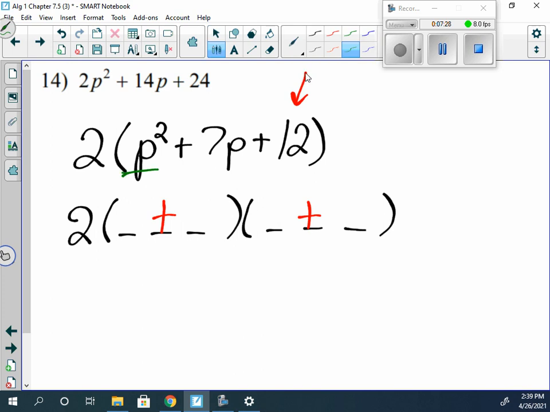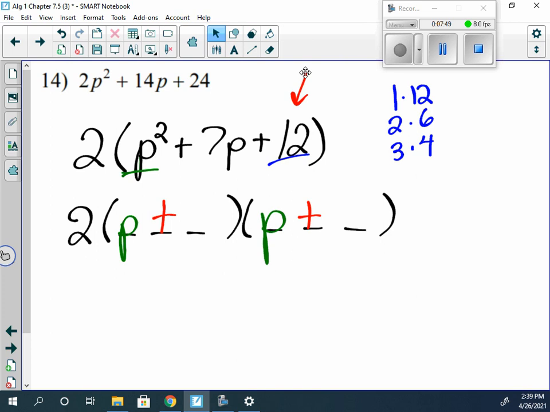Now we need to find the factors of the first term. Factors of p squared are going to be what and what? p and p. Factors of 12: 1 and 12, 2 and 6, 3 and 4. And one of the things that's interesting, if 2 and 3 are factors of a number, 6 is as well. The only way 6 can be a factor is if 2 and 3 are a factor as well.